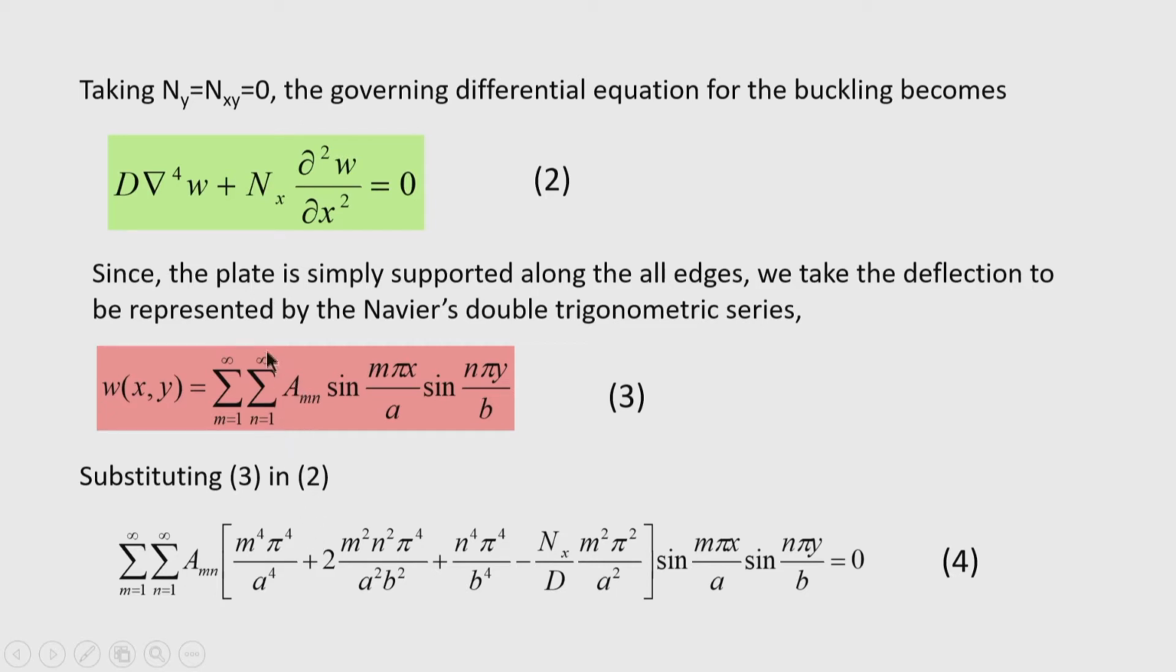Then we go for the second term, that is 2 into del to the power 4 w by del x square del y square, and if I take the mixed derivative of this function with respect to x and y 2 times, then we will get 2 into m square n square pi to the power 4 divided by a square b square. So, this term is obtained after taking the cross derivative or mixed derivative.